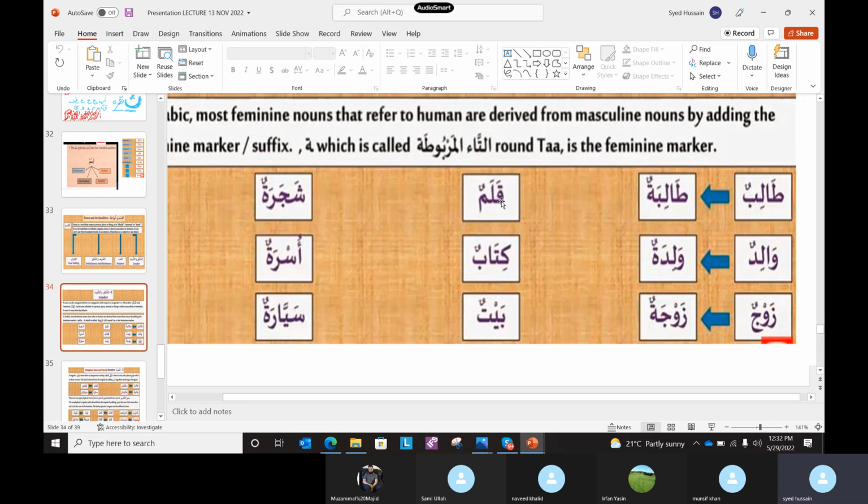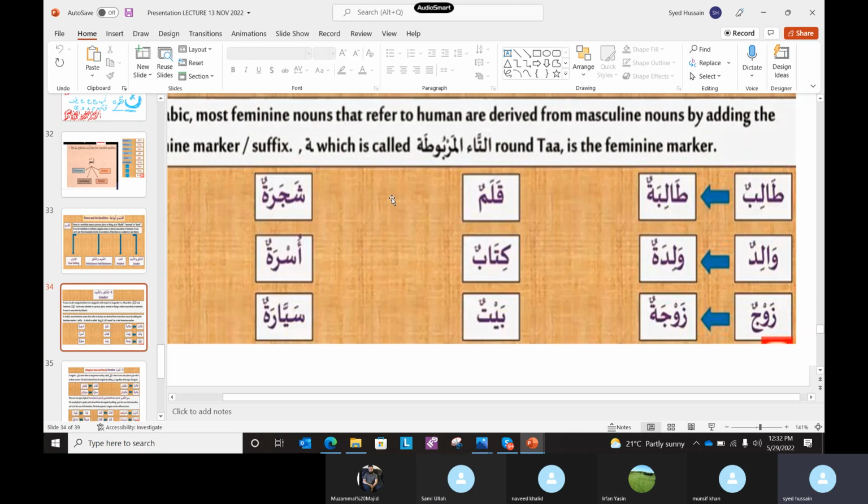Now, here we have some ism. For example, qalamun, kitabun, baytun, shajaratun, usratun, sayyaratun. Now, I would like to ask you a question. Can you please tell me what is the female for qalamun? Qalamun is an ism. What is the female for qalam? There's no female for this.